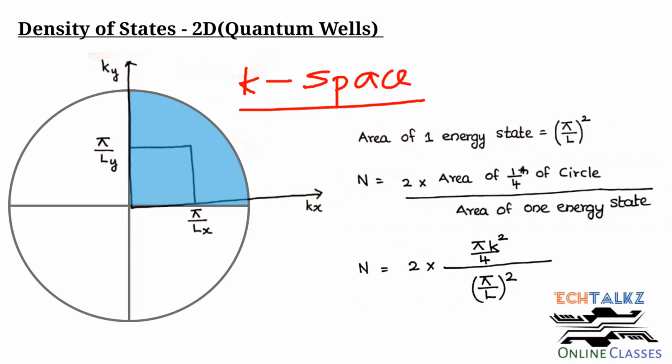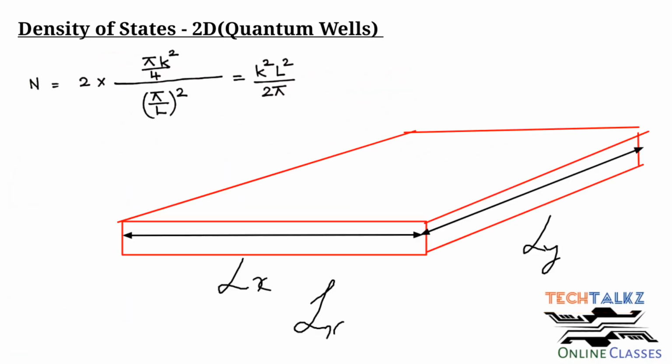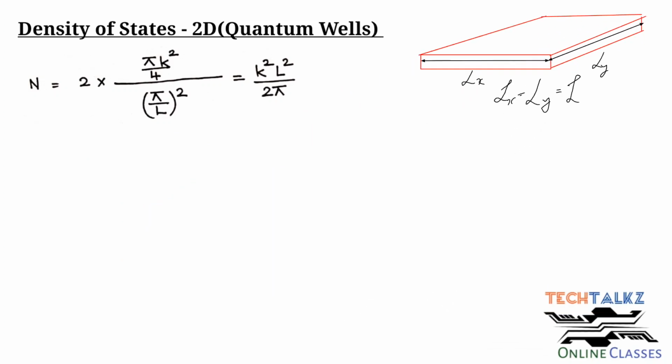So our equation will become 2 into numerator pi k squared divided by 4, the whole divided by denominator pi over L the whole squared. So it will be k squared L squared divided by 2 pi. Now we can calculate the density of states in a 2D semiconductor quantum well. So, density of states in 2D.